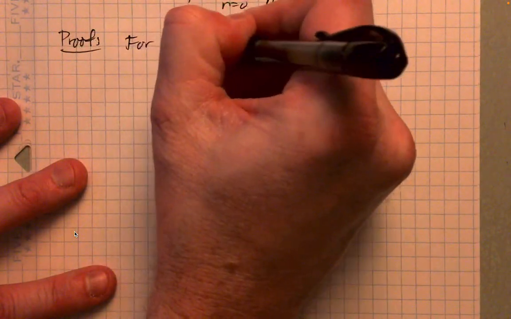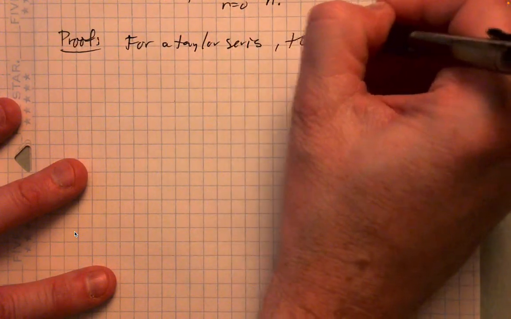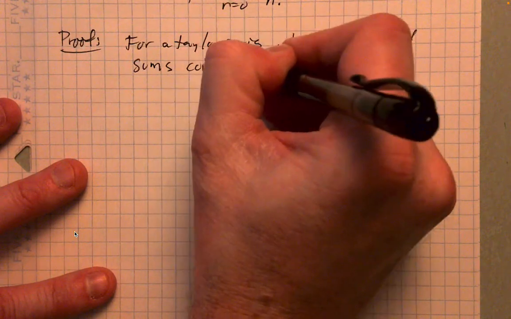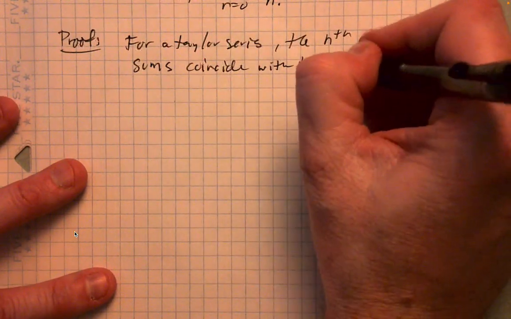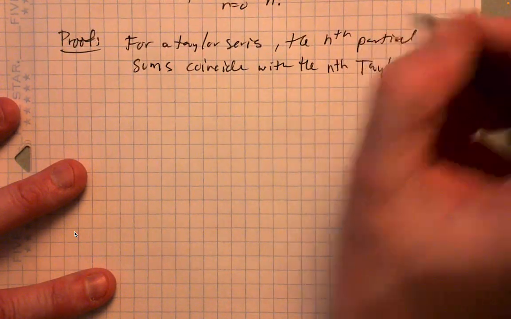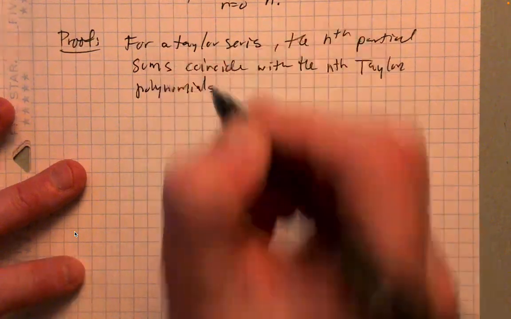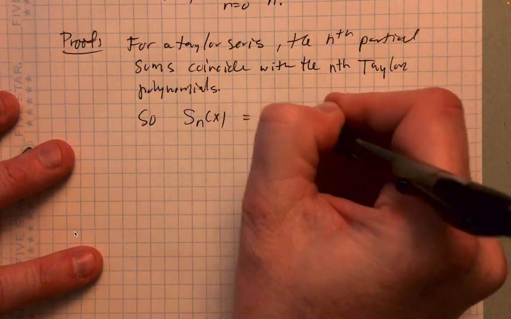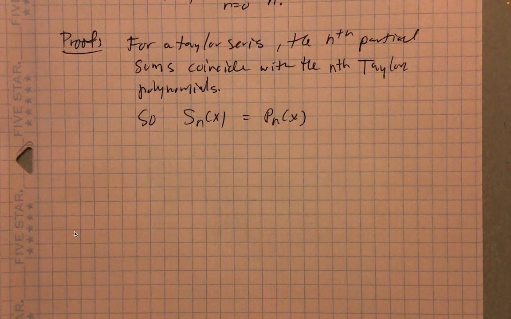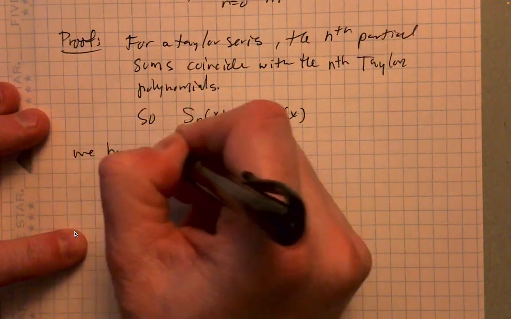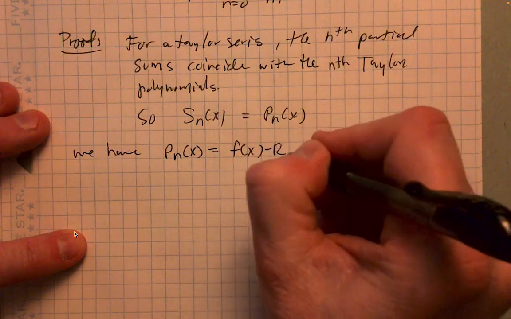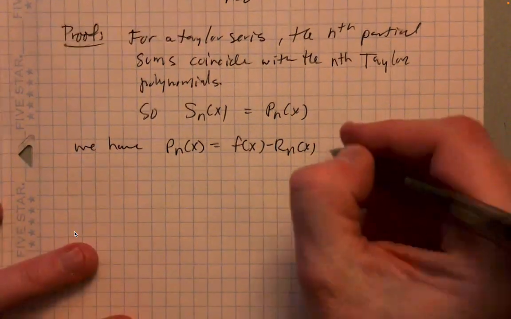So for a Taylor series, the nth partial sums coincide with the nth Taylor polynomials. So basically we can say that S of n x is equal to P of n x. Right, they're the same. The nth Taylor polynomial is the same as the nth partial sum of the Taylor series. Now we know that P sub n of x is equal to whatever the function is minus the remainder.